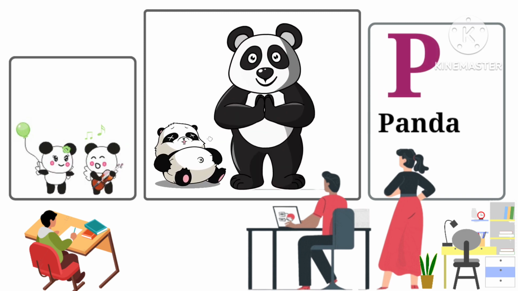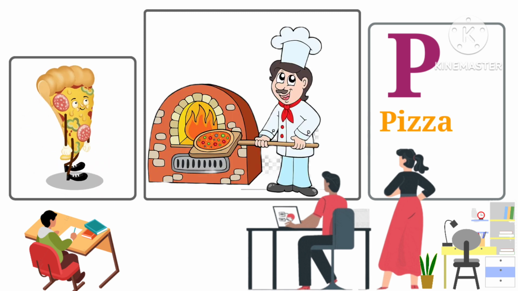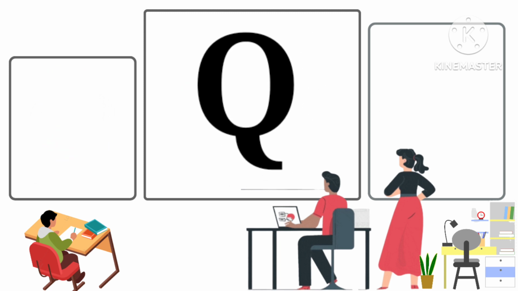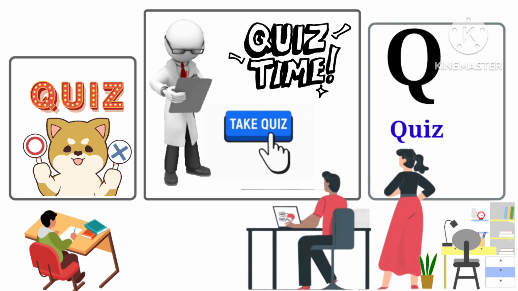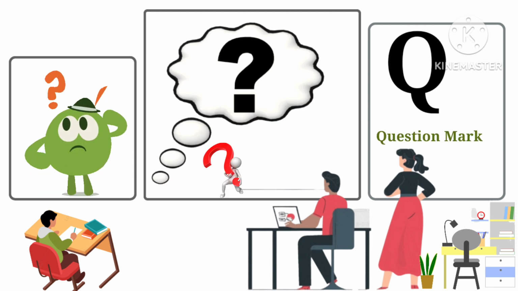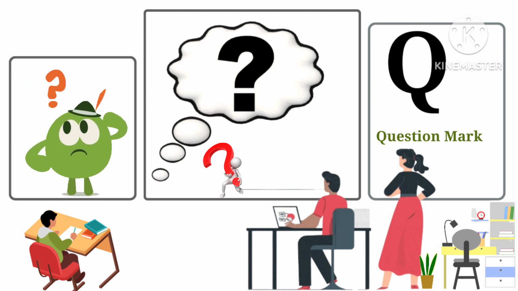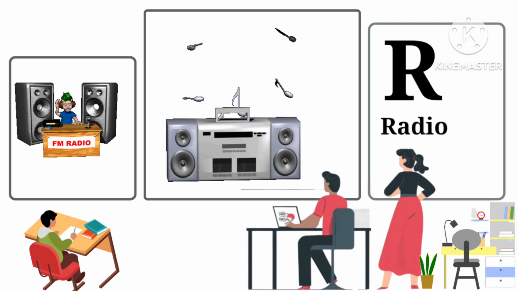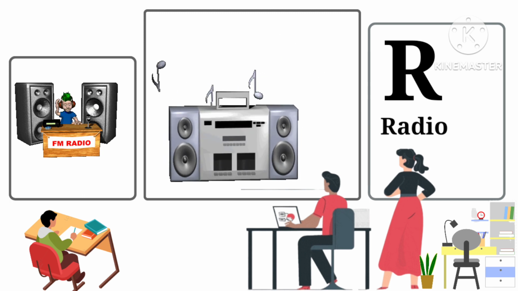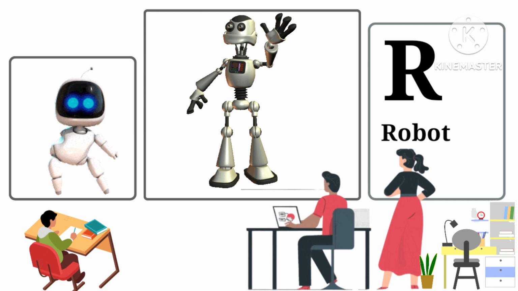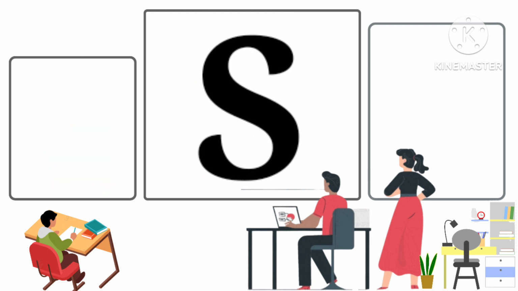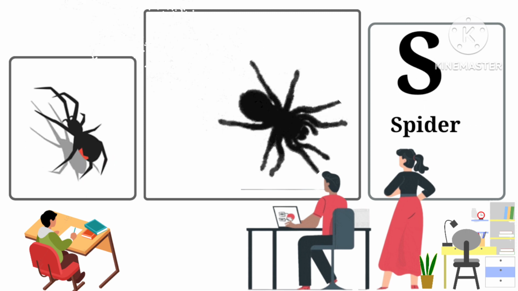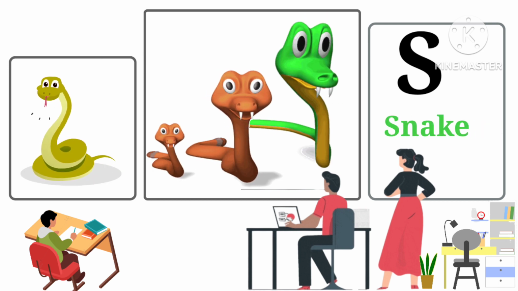P for panda. P for pizza. Q for quiz. Q for question mark. R for radio. R for robot. S for spider. S for snake.